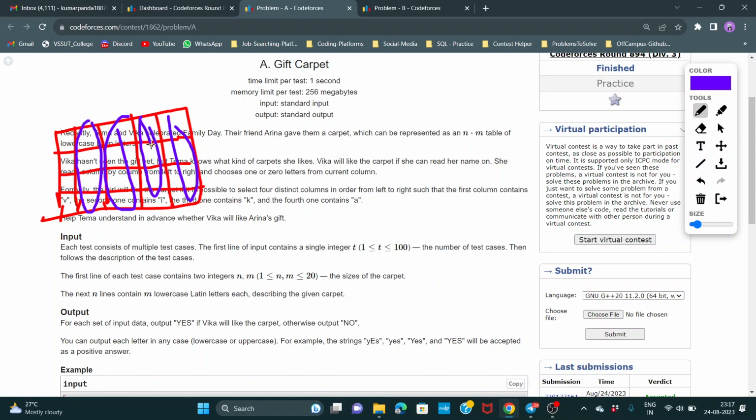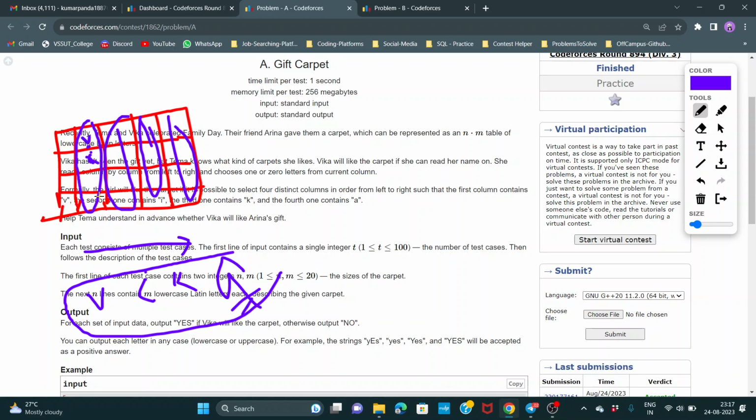You have to choose the four columns in such a way that if you traverse from left to right, in the first column the character v should be there, in the second column the character i should be there, in the third column the character k should be there, and in the last column the character a should be there. So it is not like, if in the first column v and i are both there, then in that case you can only consider v. You have to consider only one character.